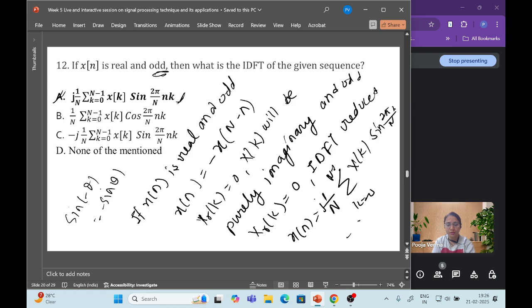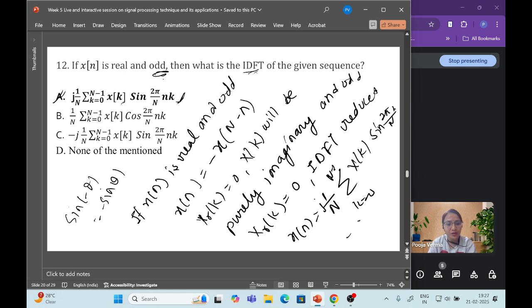Excuse me, ma'am. Is it x of n or x of k in the question? In the question it is written as x of n is real and odd. Is it x of k or x of n? x of k only, because they are asking the IDFT. If x of k is real and odd, then what is the IDFT? We have to use, if x of n is real and odd, then the inverse DFT.